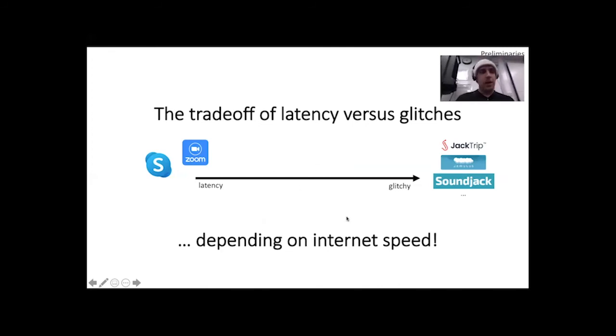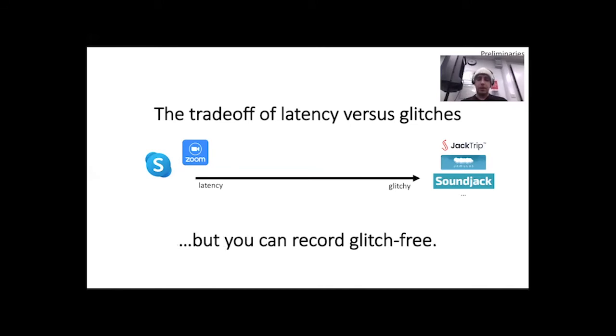If you have God's gift to internet connections, then you might not need to worry about the trade-off at all. You can go for really low latency and you still won't have many glitches at all. Everybody else who has more pedestrian internet, they might need to tweak this balance just to find the point where the latency is still acceptable and there's not too many glitches. It depends entirely on how good your internet is and how good the internet is of the people that you're playing with as well. However, I want to emphasize that you can still record glitch-free.